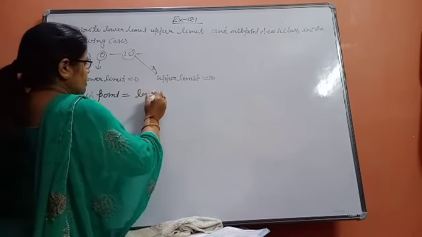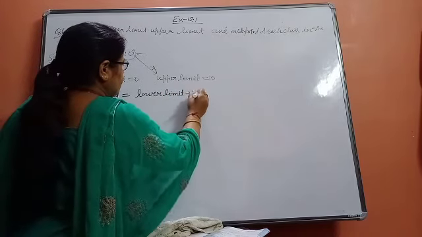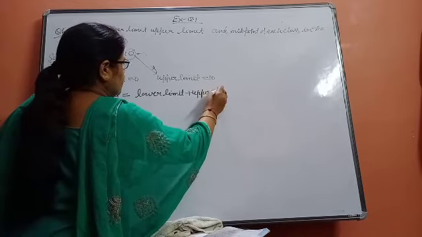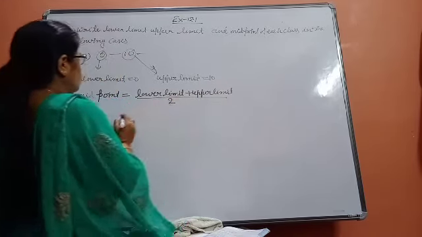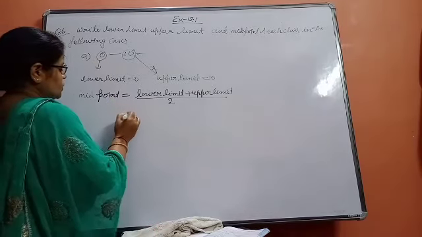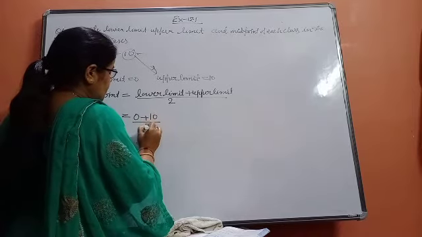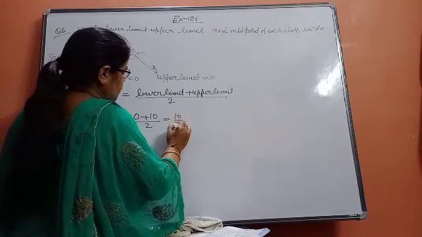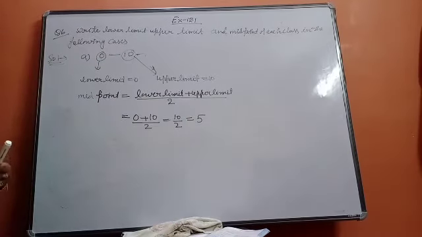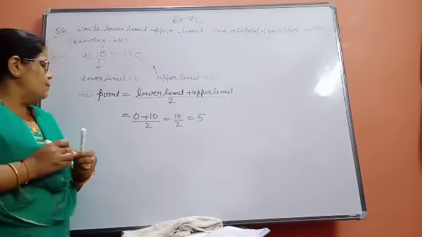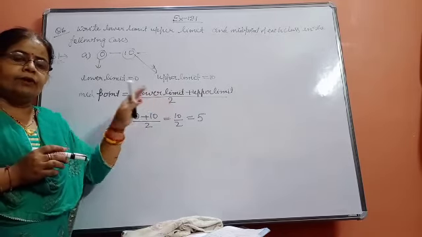Midpoint means lower limit plus upper limit divided by 2. Lower limit how much? 0. Upper limit 10, divided by 2, is equal to 10 upon 2, is equal to 5. So what will be its midpoint? 5. Just keep in your mind that the midpoint is always calculated by adding the lower limit and upper limit and dividing by 2.